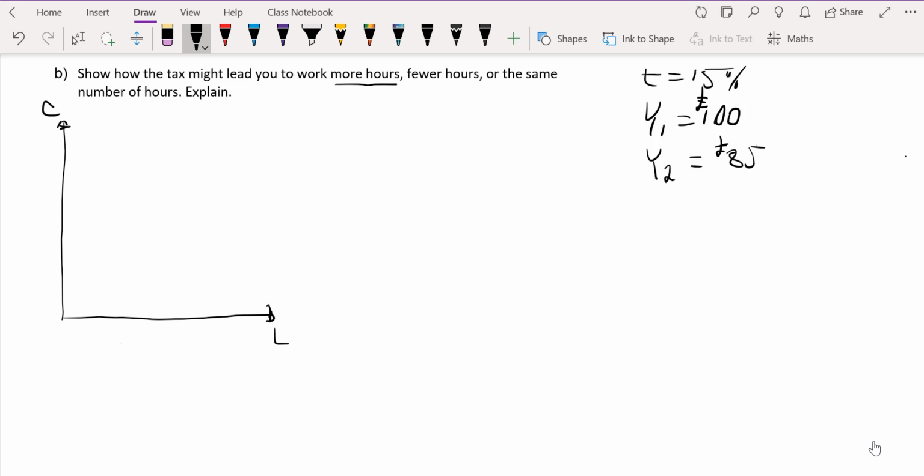So we have to show three scenarios: more work hours, fewer hours, or the same hours as before, even after the tax is applied on our income. When tax is applied on our income, what happens is that our hourly wage decreases. In this diagram we have a point where we can have the maximum leisure time in a given day, so that's 24 hours of leisure time.